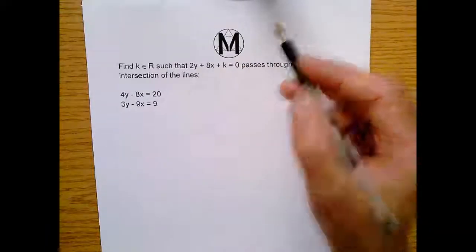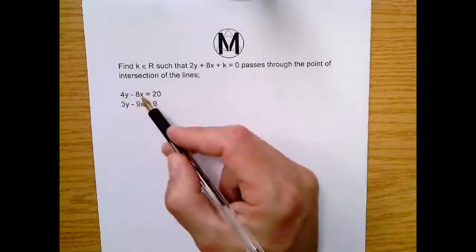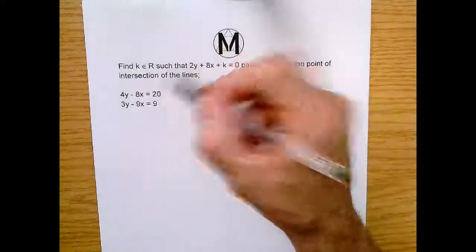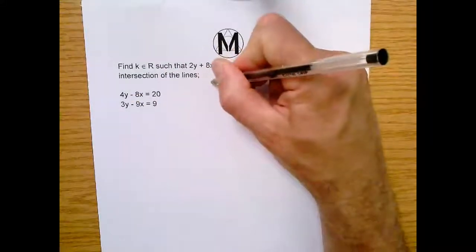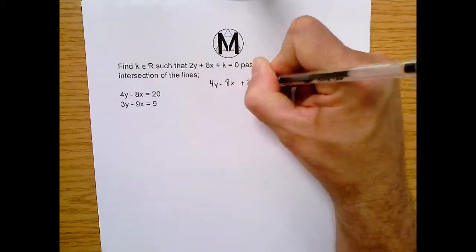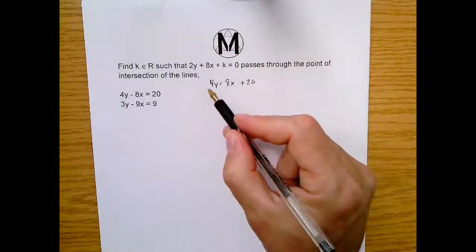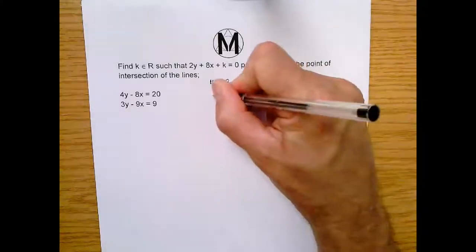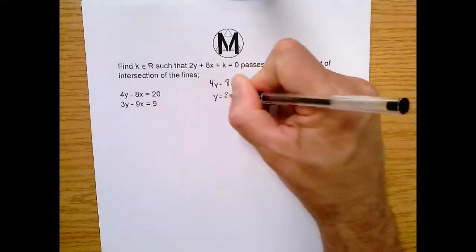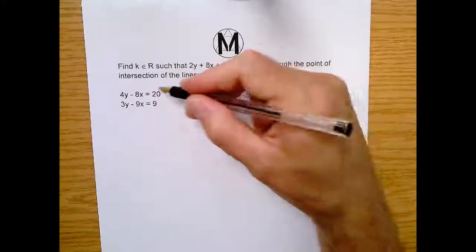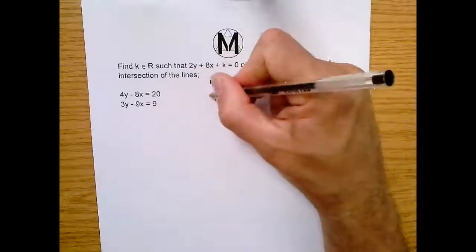Okay, so I'm going to move this into slope intercept form. So this first line right here, the first step I would add 8x to both sides. So now I would have 4y equals 8x plus 20. Then I divide everything by 4 to get y by itself. So I have y is 2x plus 5. Okay, so now we just put that one into slope intercept form.